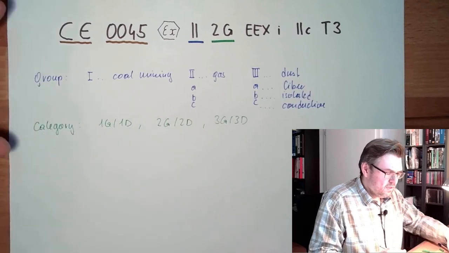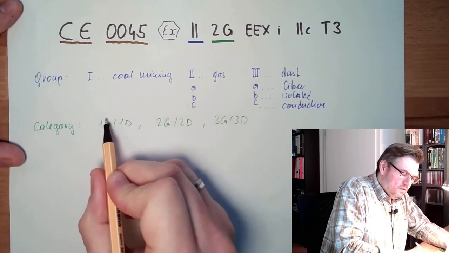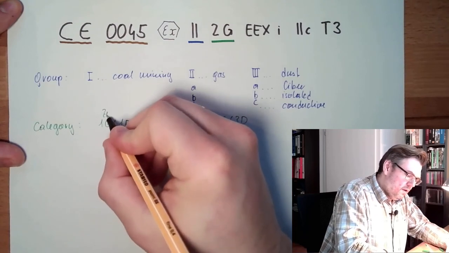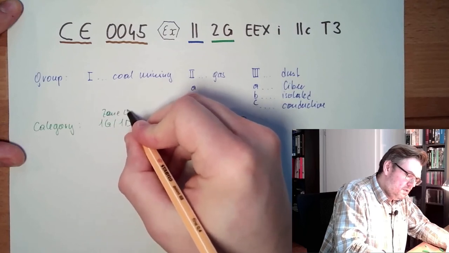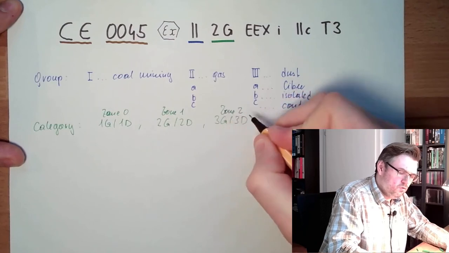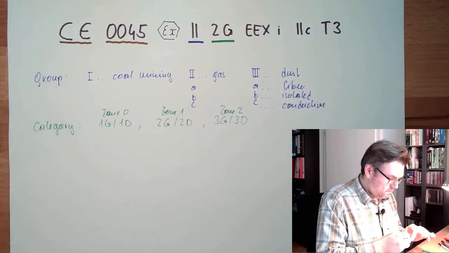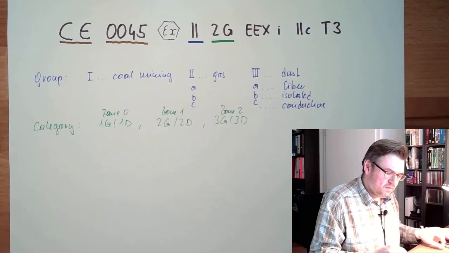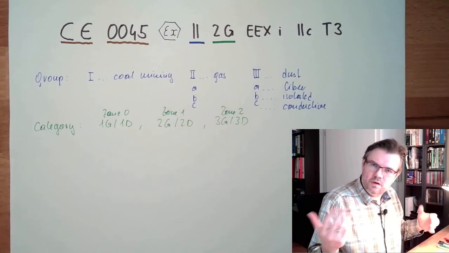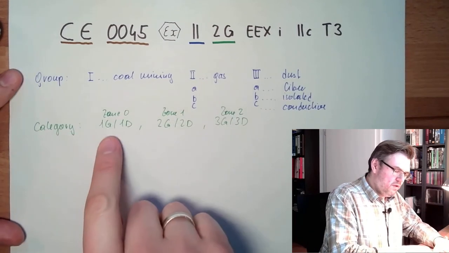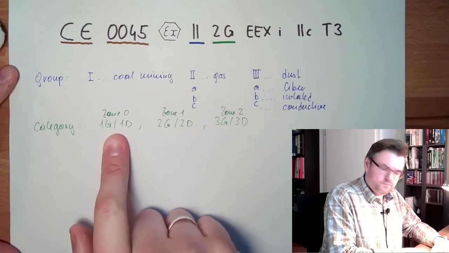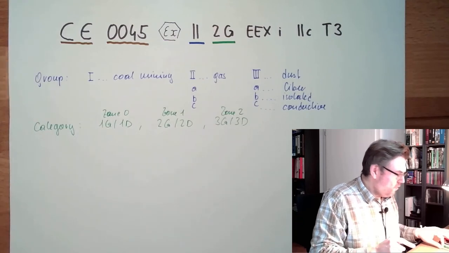And those, this is the most protective one, and this is the least protective one. Yeah? So this one I can use in zone 0, these ones I can use in zone 1, and these ones I can use in zone 2. Okay? This is the big difference. Yeah? So this 3G is only allowed if there is occasionally an atmosphere. Yeah? If I have always atmosphere, then I use 1G. Yeah? These are the categories except mining.